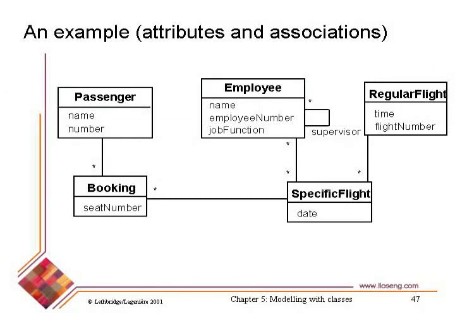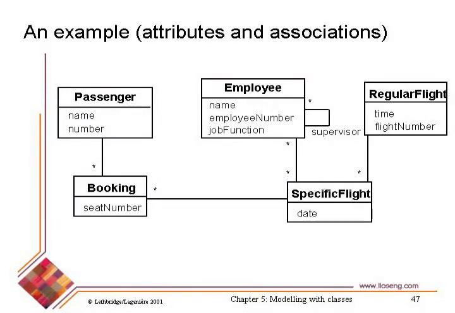So we've already seen passenger, booking, and specific flight. We looked at that a couple of lectures back when we talked about the association classes. And we said that a booking is the association class. Booking has one passenger, one specific flight. Okay? Another thing which we will find important is the fact that we've divided up the problem into regular flights and specific flights.